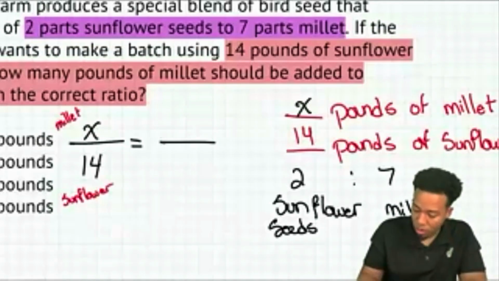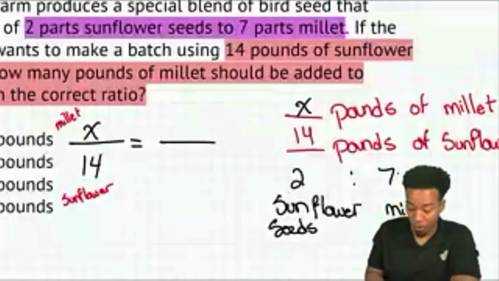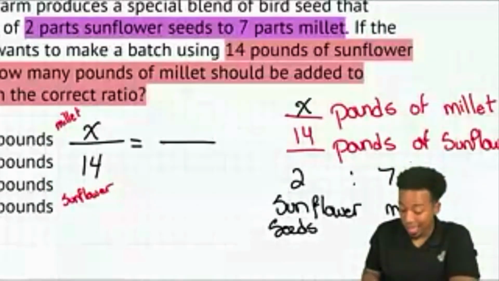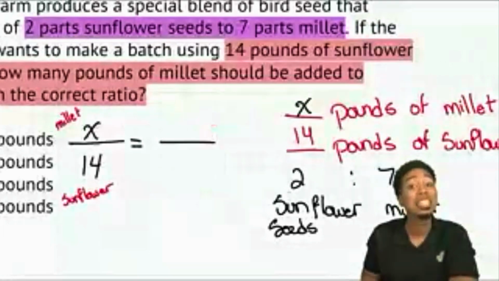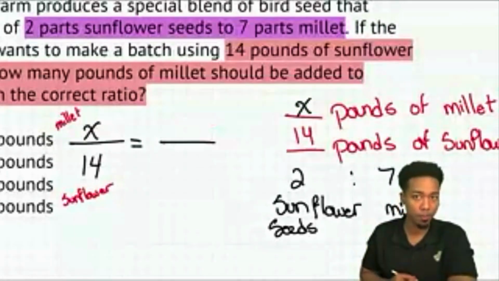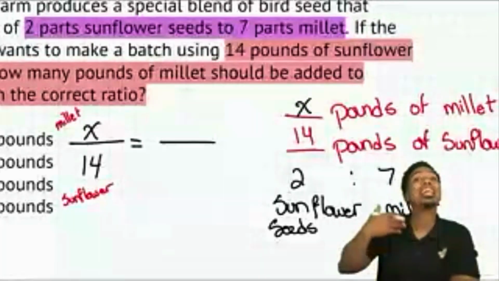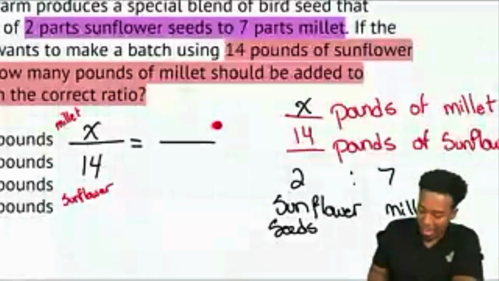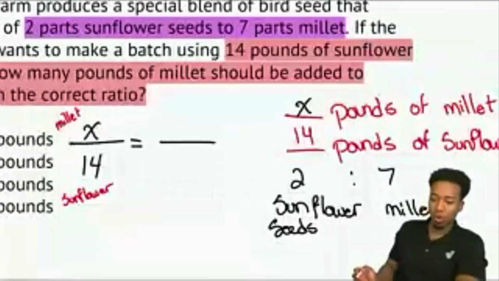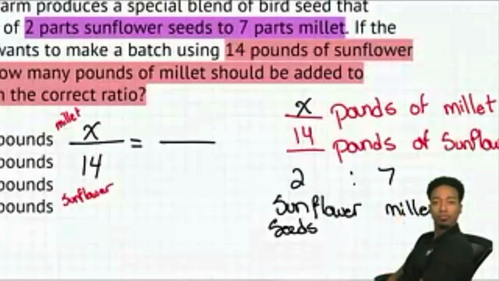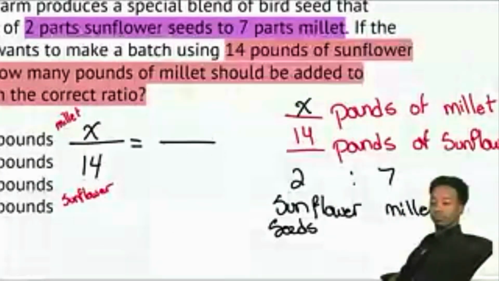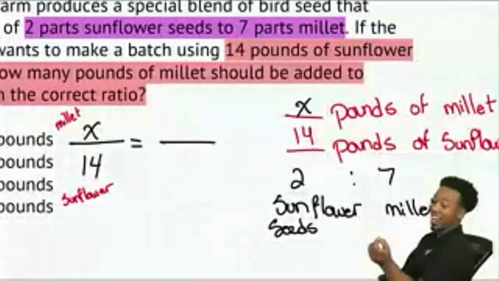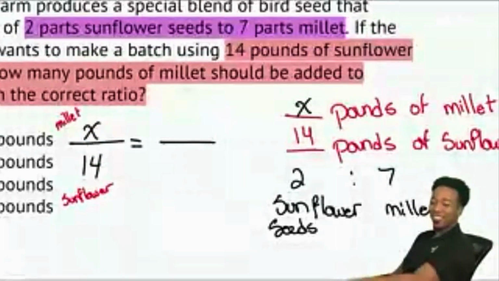So what we know is that if we're comparing millet to sunflower seeds, it's the same thing on this side. Same order as well. We're comparing the same things in the same way, in the same order. So here, this has to be millet. Which one of these numbers represents millet, 2 or 7? Which one is it? Yeah, that's a lot more confident now.